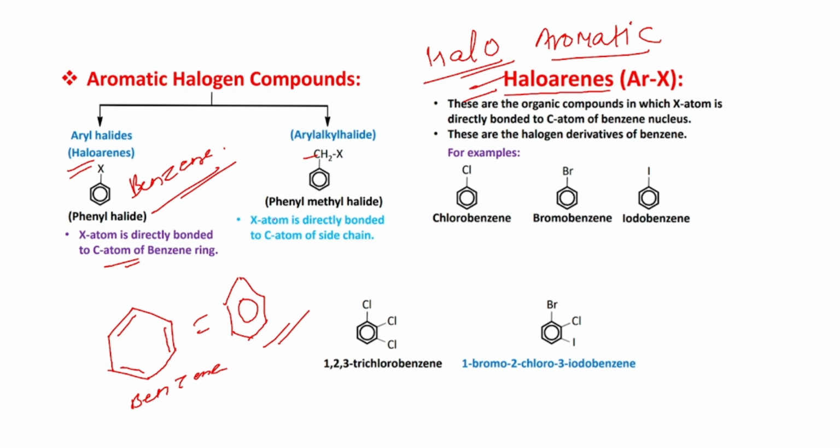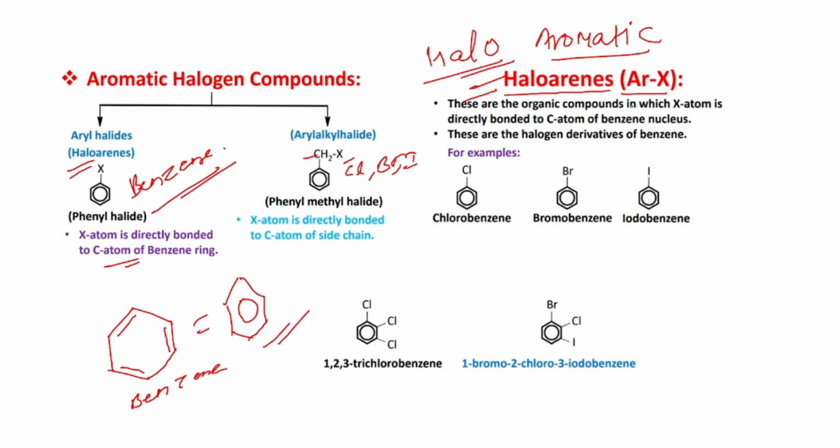whereas when the X atom is directly bonded to the carbon atom of the side chain, so this is a benzene ring and यो कार्बन भनेको यसको साइड चेन हो. सो साइड चेनमा इफ कुनै पनि हेलोजन अट्याच छ, द्याट मिन्स क्लोरिन, ब्रोमिन or iodine, then they are simply known as aryl alkyl halides. So यहाँ चाहिँ अब these are the organic haloarenes are represented by ArX.